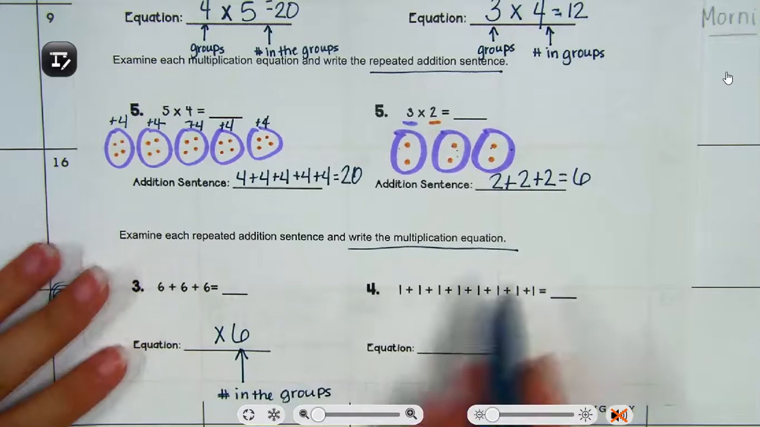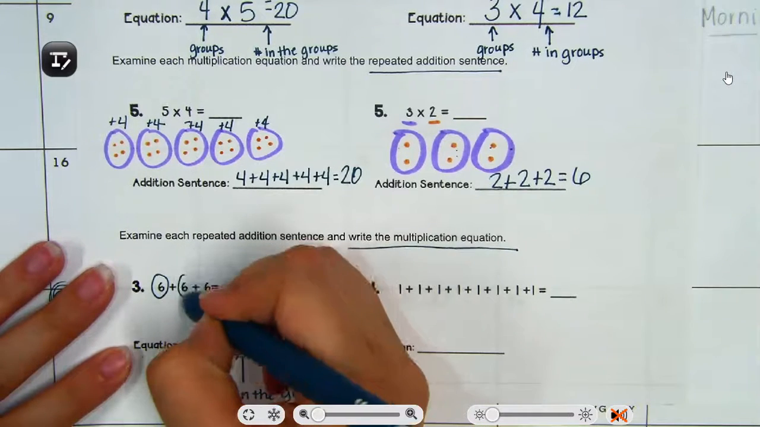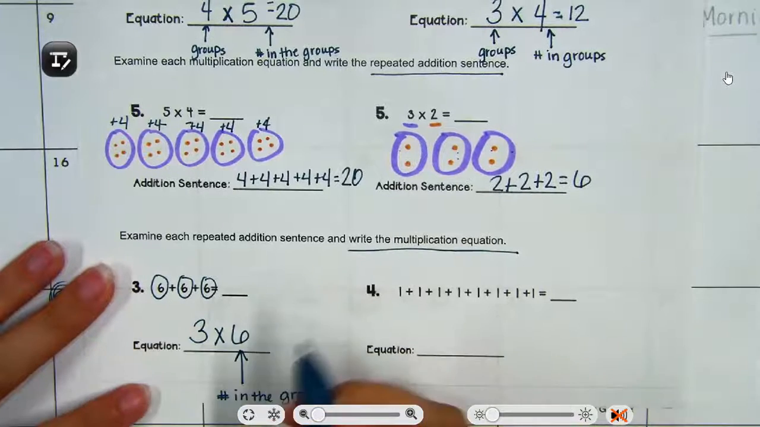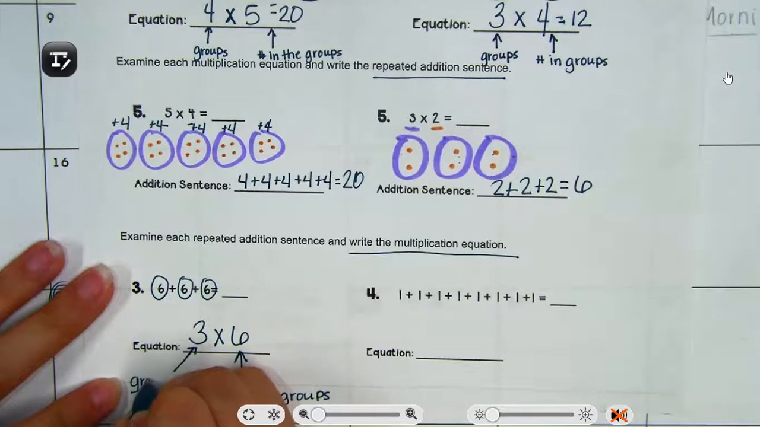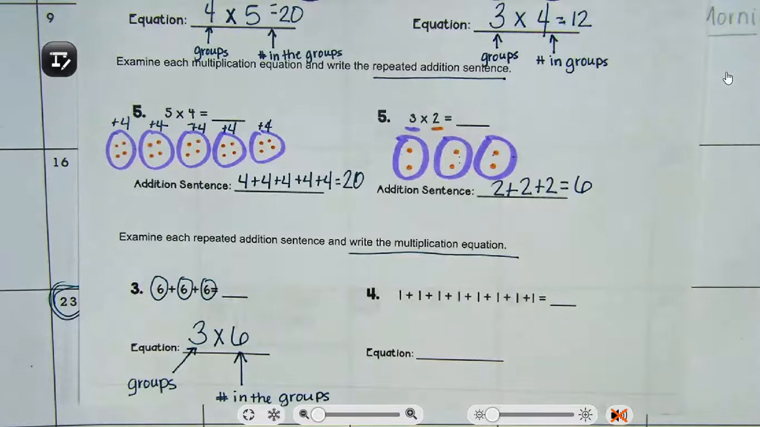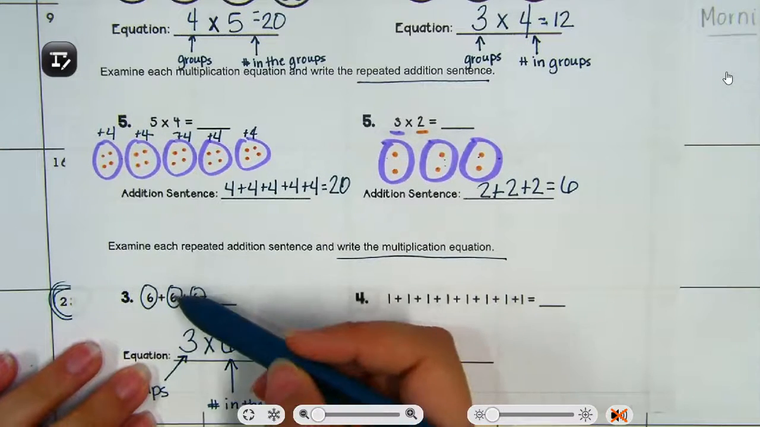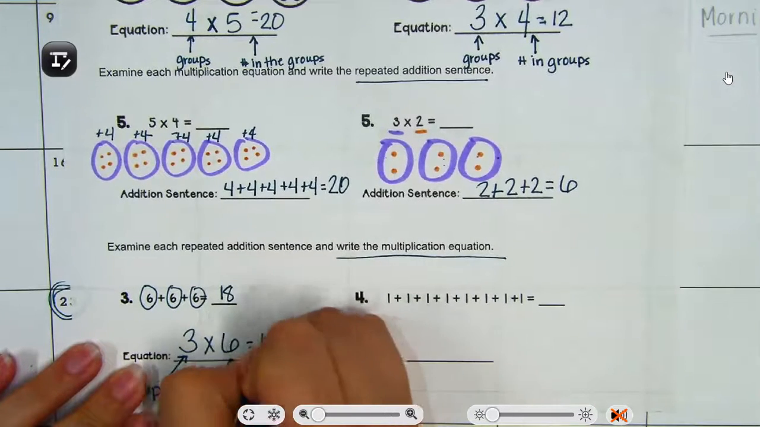Okay. Now I have 6. So think about, I would kind of circle it. 1, 2, 3. Those are my groups. I have 3 groups of 6. So this right here is telling me groups. Okay. So I would circle the numbers making your groups. Okay, and then if I add 6 3 times, 6 plus 6 is 12. 12 plus 6 is 18. So 3 times 6 is 18.